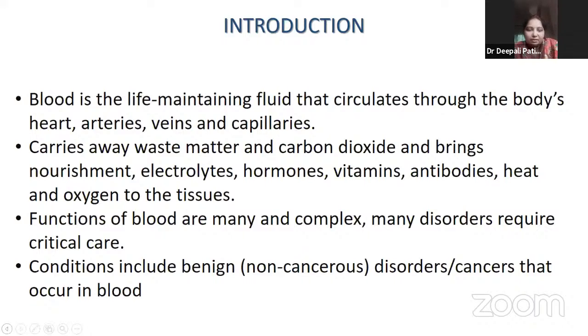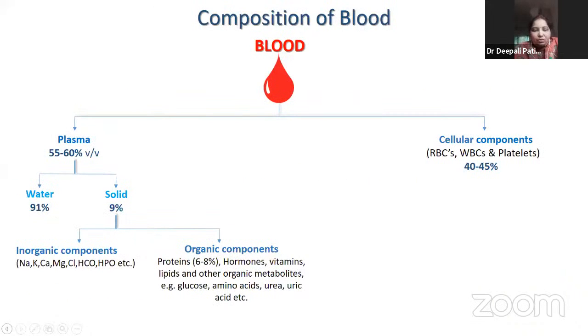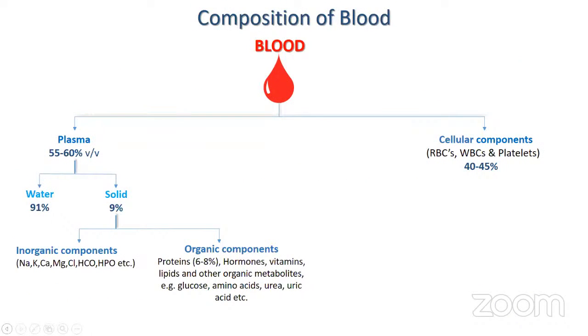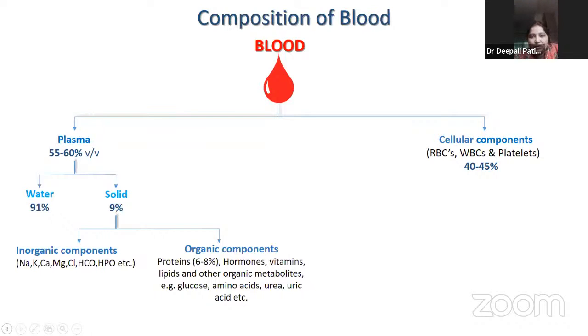I will repeat the definition of blood. It is a life maintaining fluid that circulates through the body's heart, arteries, veins, and capillaries. It carries away the waste matter and carbon dioxide and brings nourishment, electrolytes, hormones, etc. towards the tissues. Next, we will see what is the composition of blood.